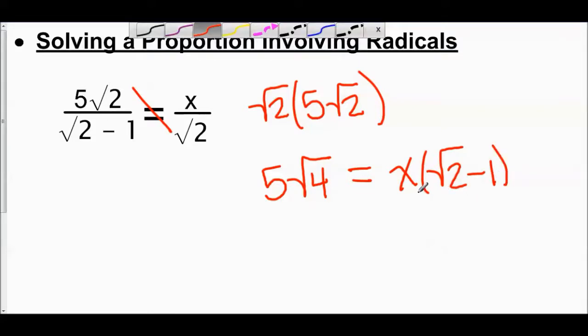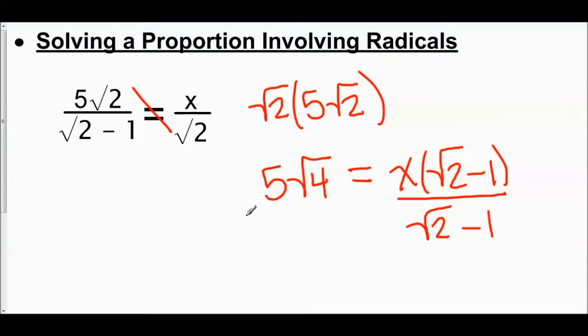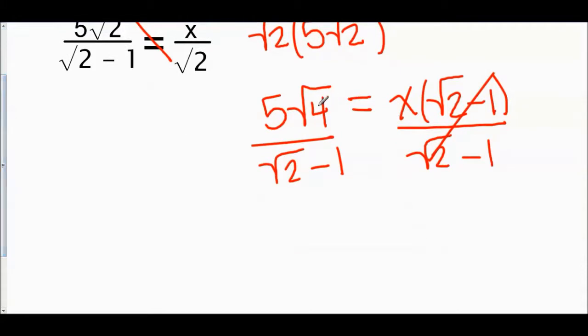I'm choosing not to go ahead and distribute that x because I want to keep that x isolated. If you remember solving an equation, your ultimate goal is to isolate the variable. So now I can divide both sides by that binomial, square root of 2 minus 1. Over here, square root of 2 minus 1. So that'll cancel here. Now on top over here, square root of 4 is equal to 2. So then I'm going to have 5 times 2. So I'm going to move over here, and I'm going to flip it around because I like having the variable on the left side. x is equal to 10 over square root of 2 minus 1.